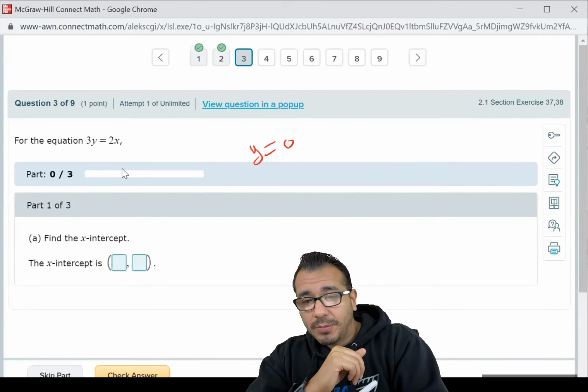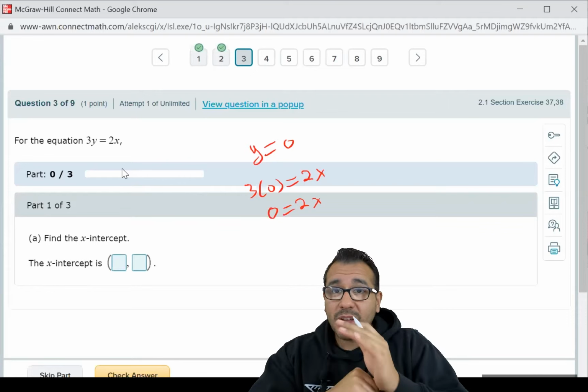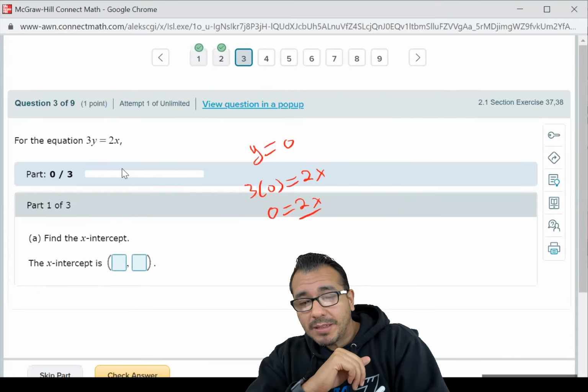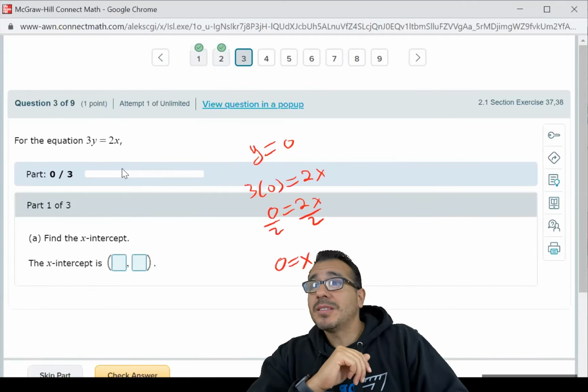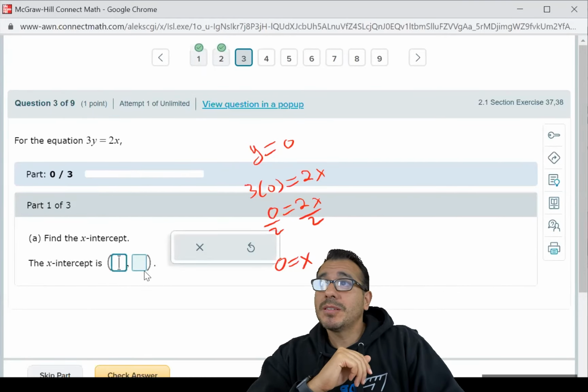So we end up with 3 times 0 equals 2x. So we're left with 0 equals 2x. We're solving for x. Divide both sides by 2. So we end up with x equals 0. So both the x and the y are both 0. So we end up with 0, 0 right there. Boom, let's check our answer.